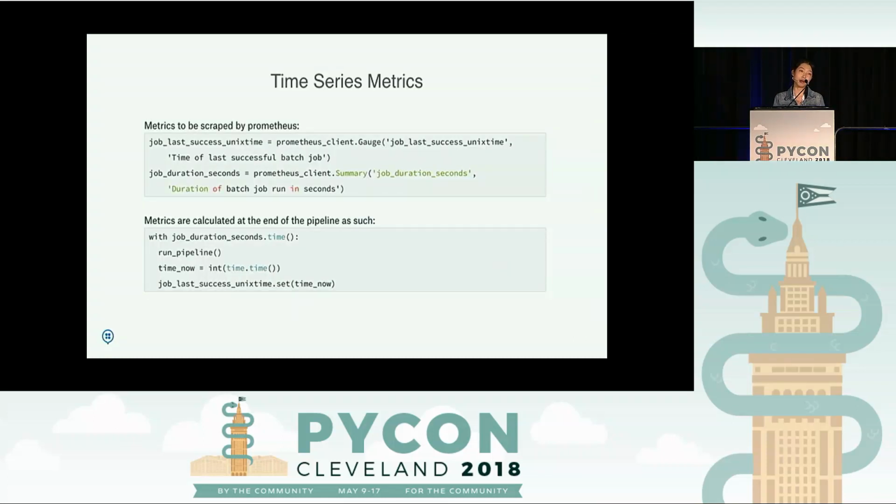And this is an example of what a time series metric provided by a data pipeline looks like. Because you want to measure when the last time a successful job was run, we send to Prometheus a gauge metric that just tells the Unix timestamp of when the last successful batch job occurred. In addition to that, to measure latency for the data pipeline, we also send the delta between when the job started and when it finished.